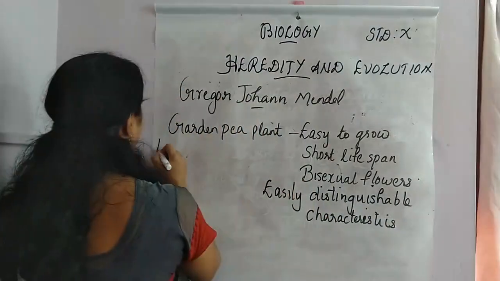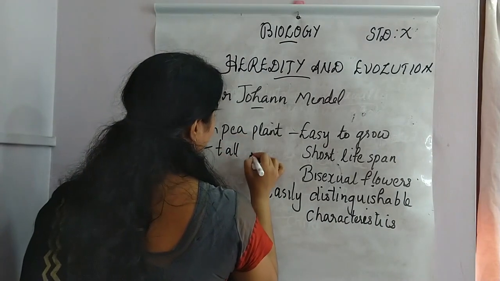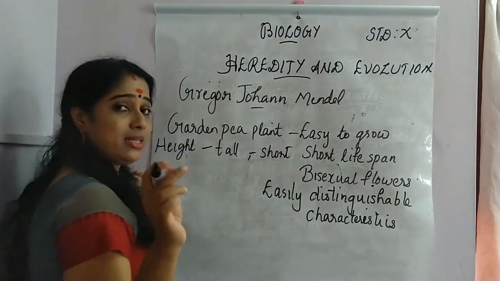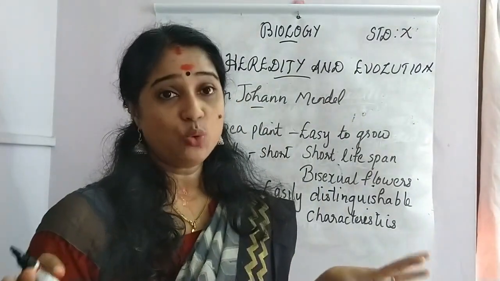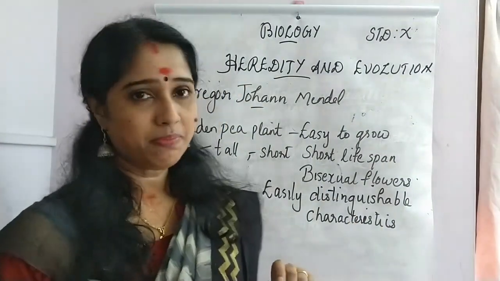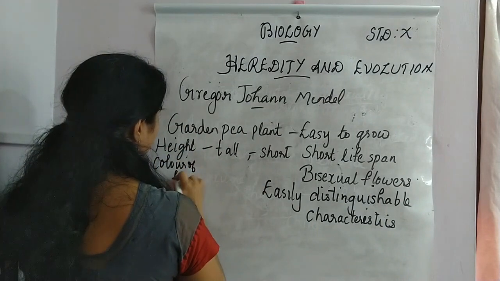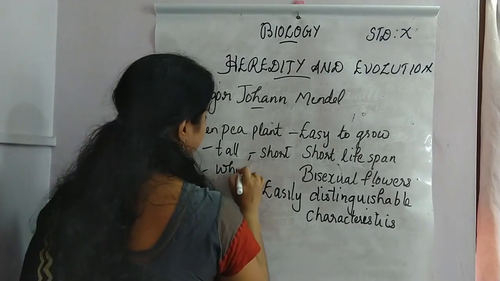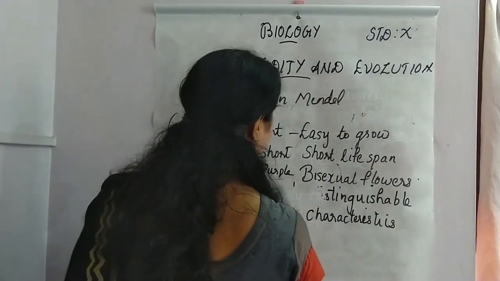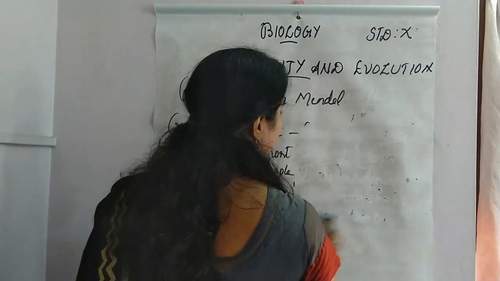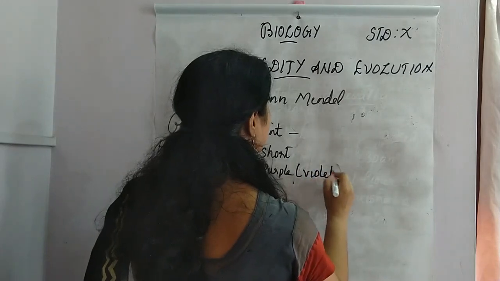First, what about the height? First one is tall, the other one is short. You could see some plants as tall and some plants as what? Short. No medium plants. He couldn't see any medium plants in the case of the garden pea plant. Next one is the color of the flower: white, or purple, which in the textbook is written as violet. So purple or violet.